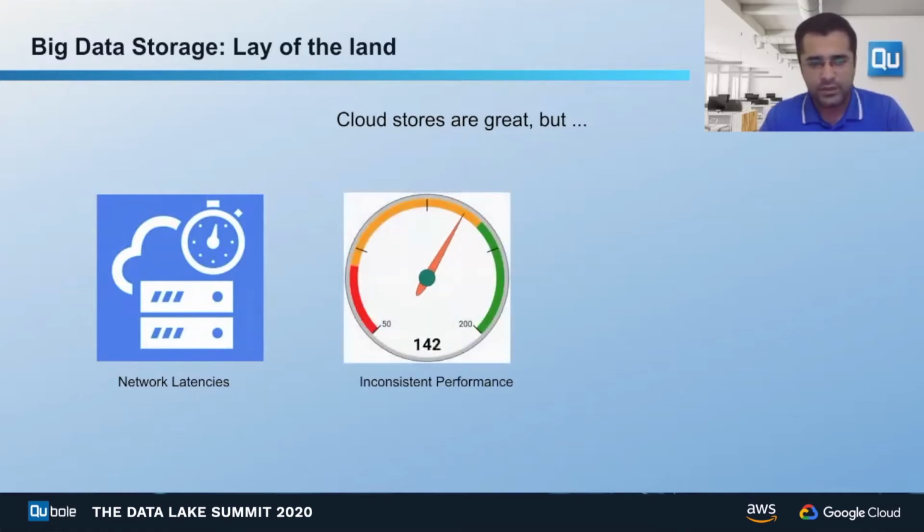The second point, which is in a way related to network latencies, is inconsistent performance. If you are running your workloads in cloud, I'm sure you would have noticed that the same workload at different points in time will have variations in performance. One part could be attributed to network latencies, because latencies are not consistent, so the performance is going to be inconsistent. Small inconsistencies in performance are fine. But we have seen that with cloud stores, there are times when there is substantial degradation in performance.